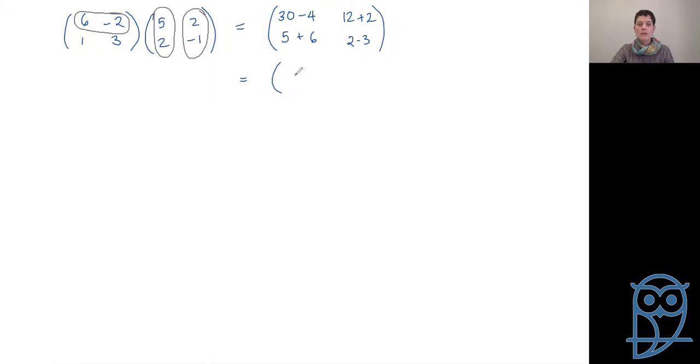So we have 30 minus 4 is 26. 5 plus 6 gives us 11. 12 plus 2 is 14. And 2 minus 3 is minus 1. So again, I repeat, it is systematically working through a series of additions and multiplications to do these questions.